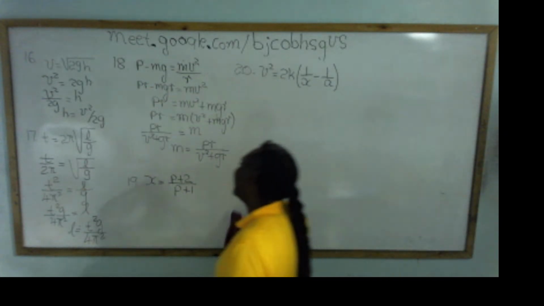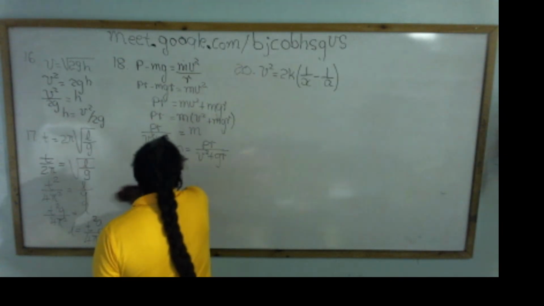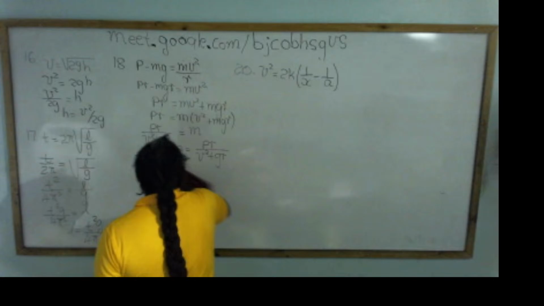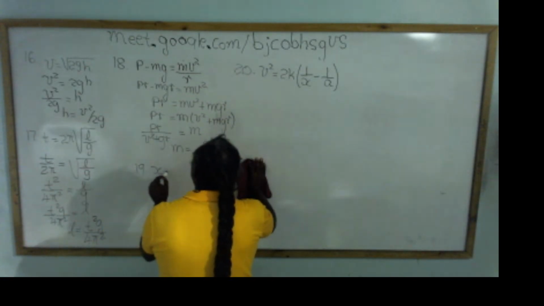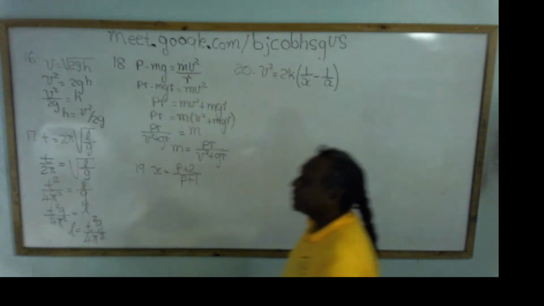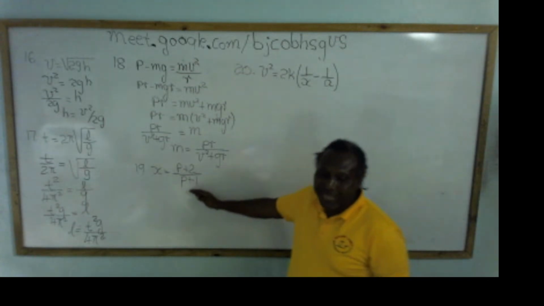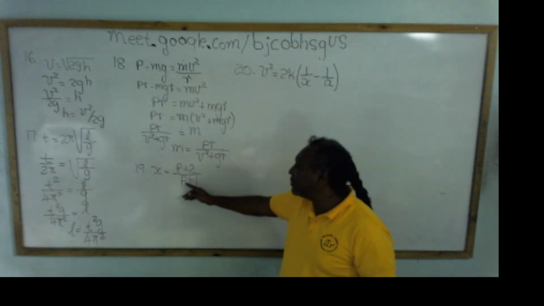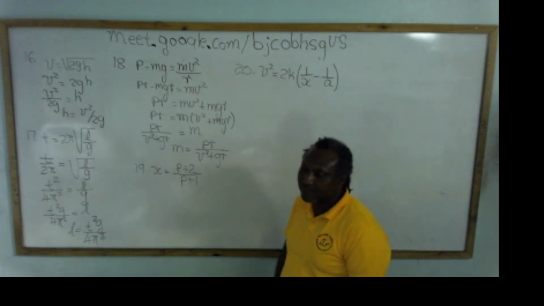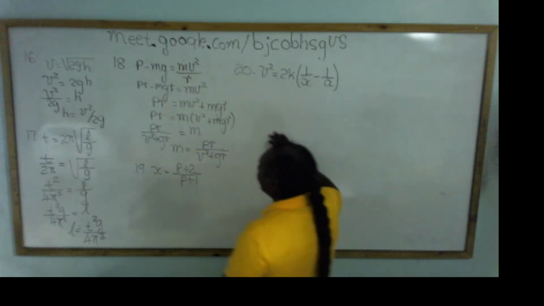And what do we say next? Number 19, x is equal to p plus 2 over p plus 1. And what do we do with that one? The first thing that we do is eliminate the denominator by multiplying by p plus 1. And of course, that we're going to do on both sides. So multiply by p plus 1, what do we get?